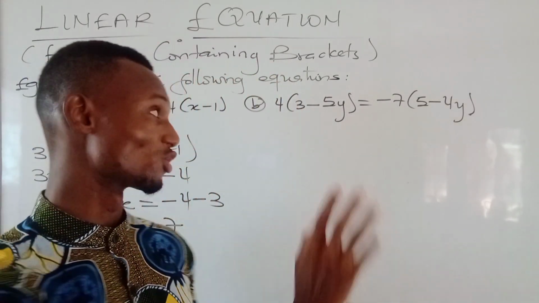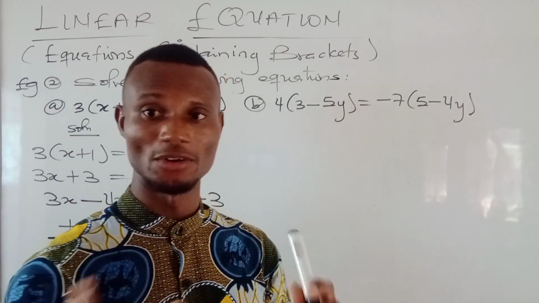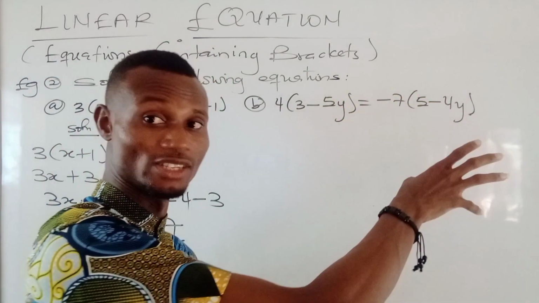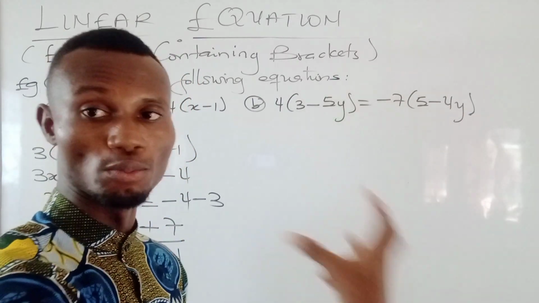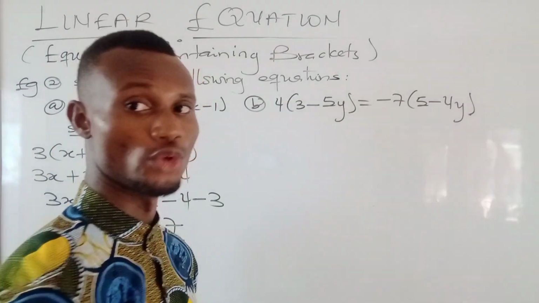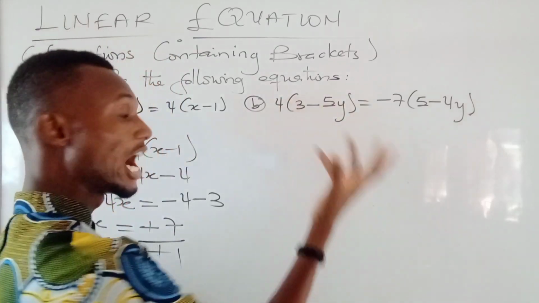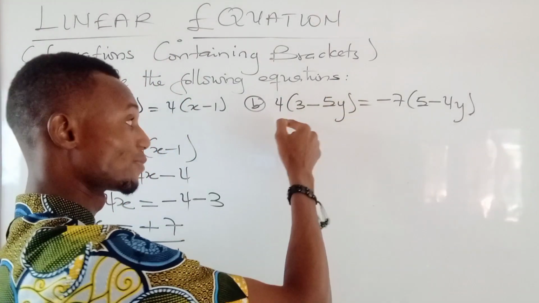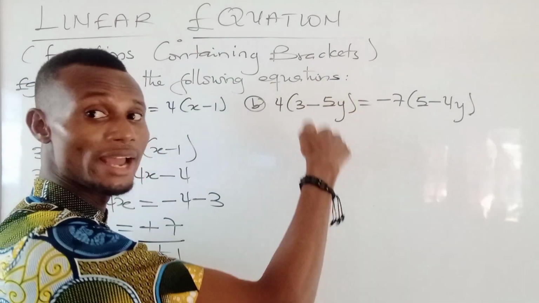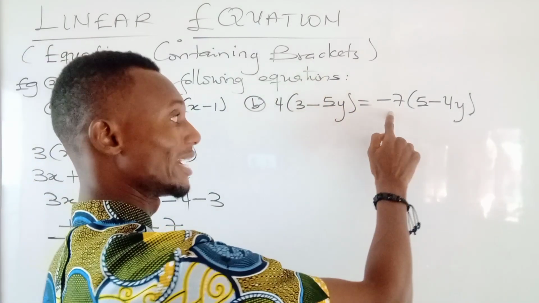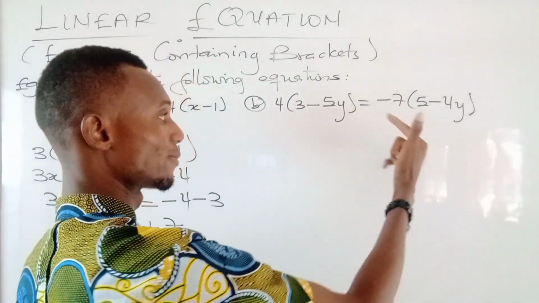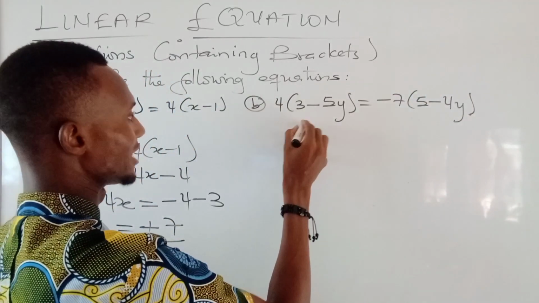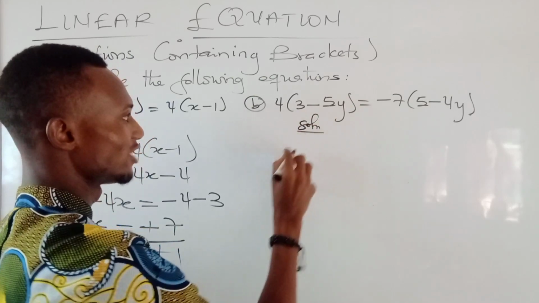So we are going to solve the b as well, following the same rules. You can see that this one also contains brackets. So we have to first remove the bracket, then we go ahead and solve. So how do we remove the bracket? The 4 will open its bracket by multiplying each term in the bracket, and the -7 will also open its bracket by multiplying each term in the bracket. So let's go ahead. Let me write my solution, and let's do it together.